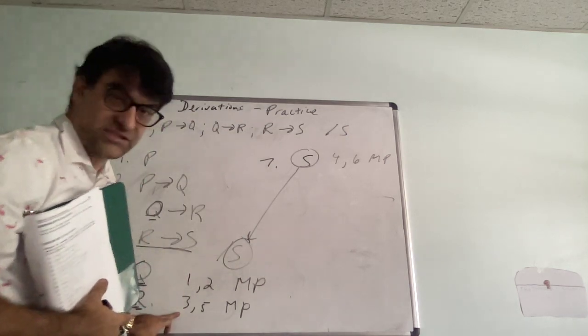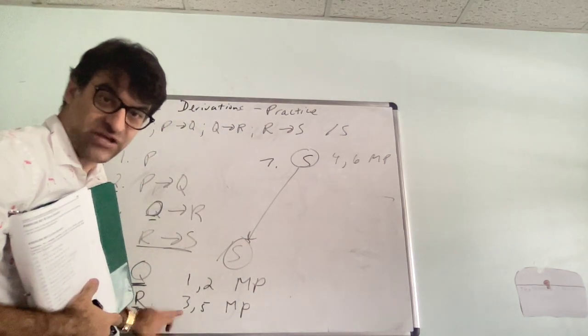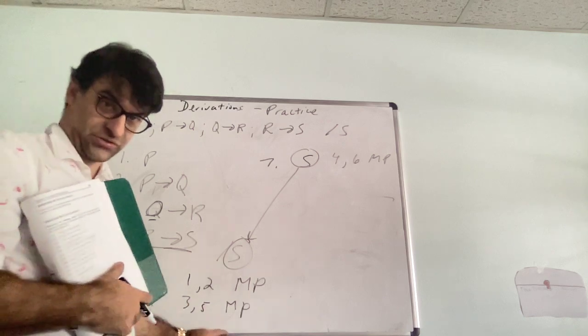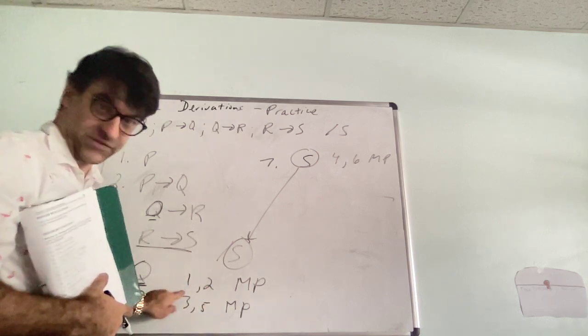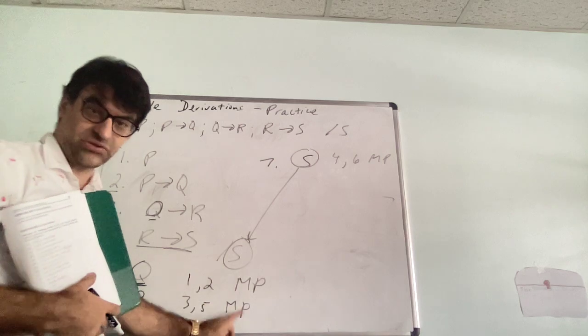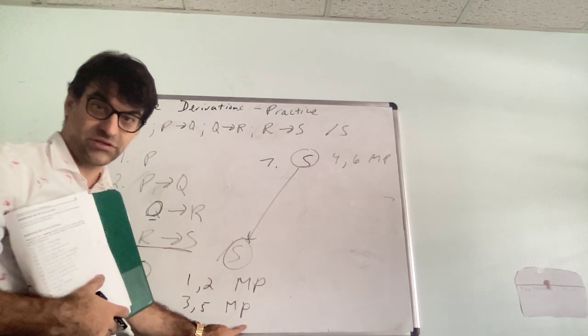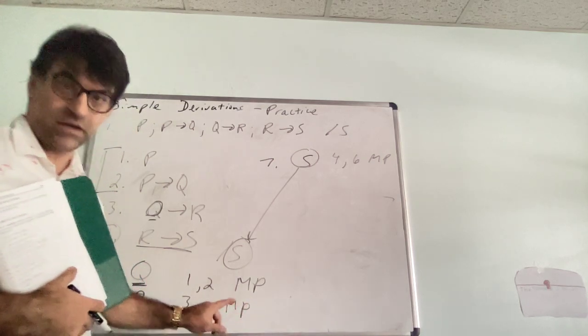This is what we call the justification. Where'd you get that inference from? And what rule did you use? Which premises did you use? Which rule did you use? Which premises, which rule?